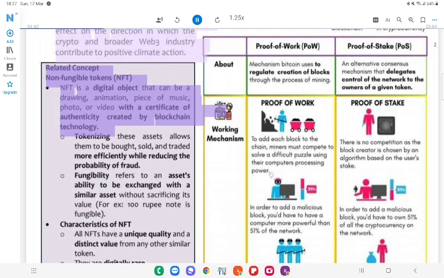Related concept, non-fungible tokens, NFT. An NFT is a digital object that can be a drawing, animation, piece of music, photo or video with a certificate of authenticity created by blockchain technology.